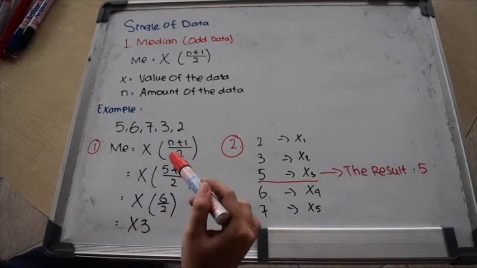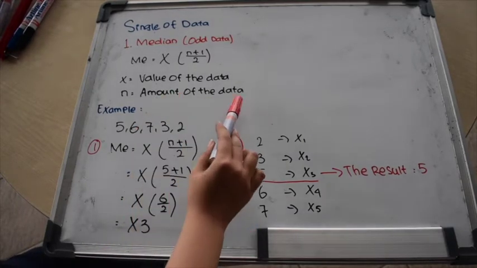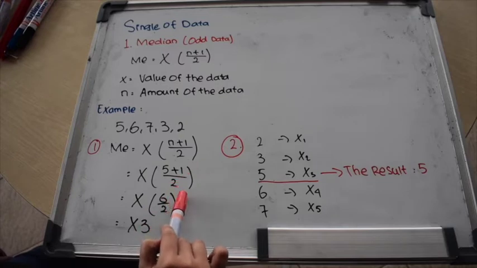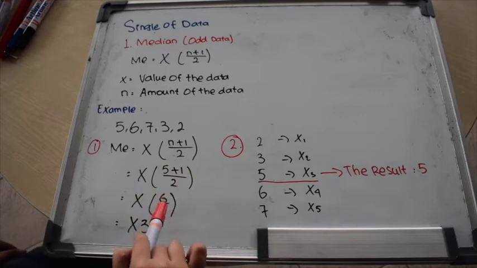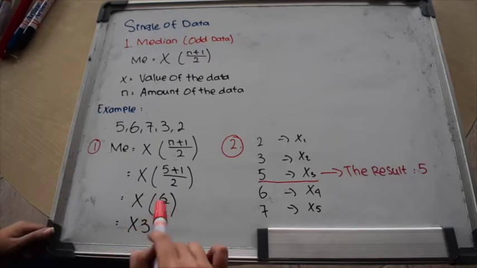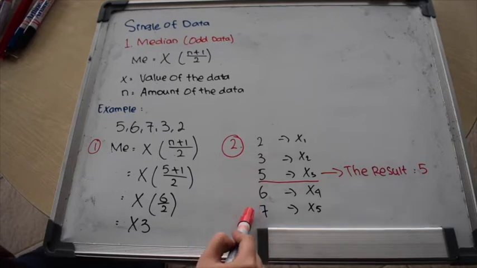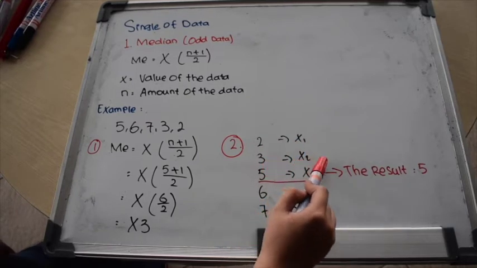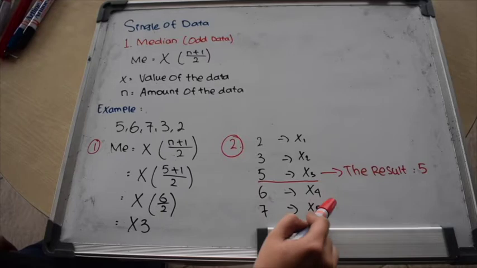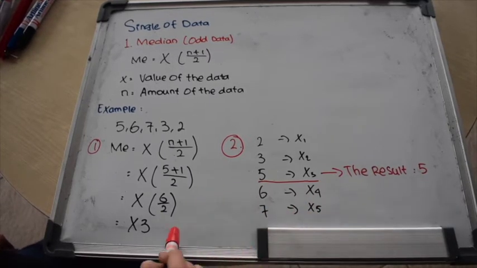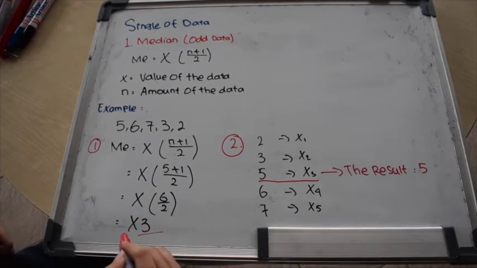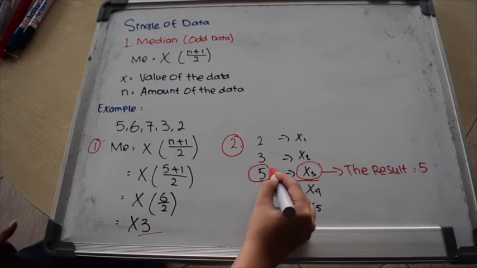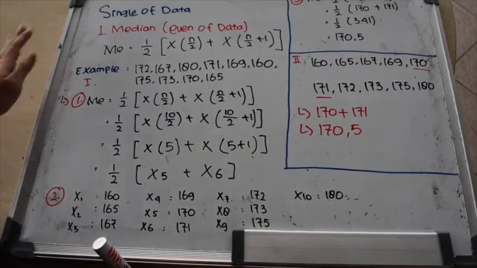First we should calculate it. The amount of data is 1, 2, 3, 4, 5, so we put 5 plus 1 divided by 2. So we get 6 divided by 2 equals x3. In the second step, we should sort the data from the smallest to the highest. So 2 is x1, 3 is x2, 5 is x3, 6 is x4, and 7 is x5. So we should find x3, and 5 is the result. This is the median of single data.